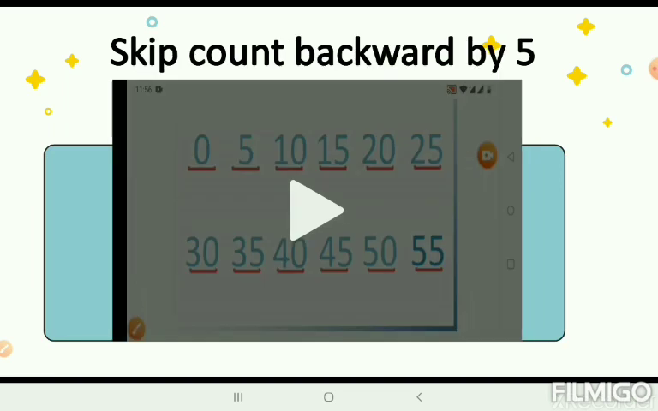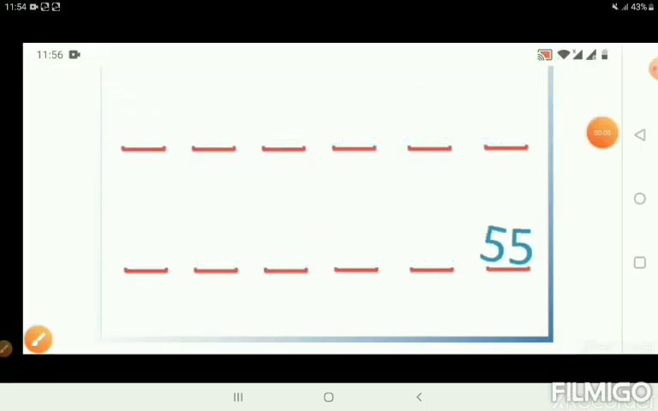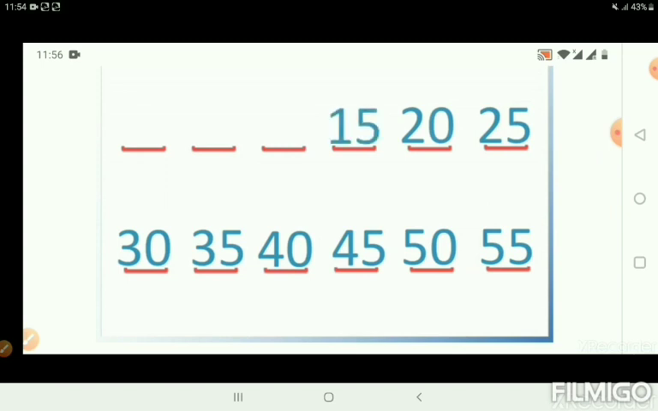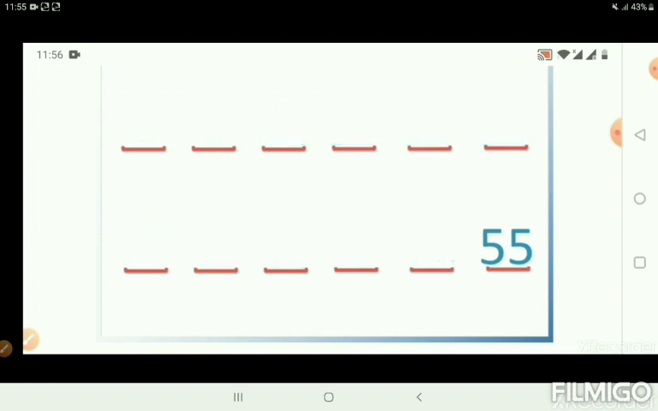In the same way, we can skip count backward by 5. For example, if we start with 55, then 50, 45, 40, 35, 30, 25, 20, 15, 10, 5, 0. That means every time we are subtracting 5 and going backward. We are counting backward.